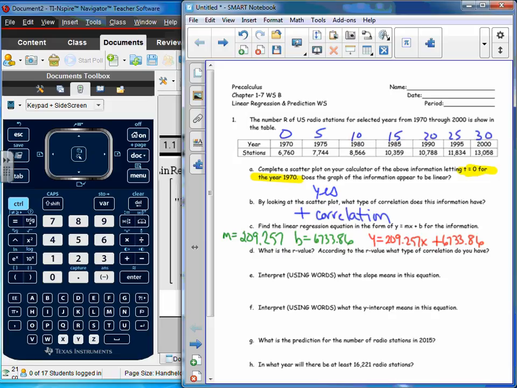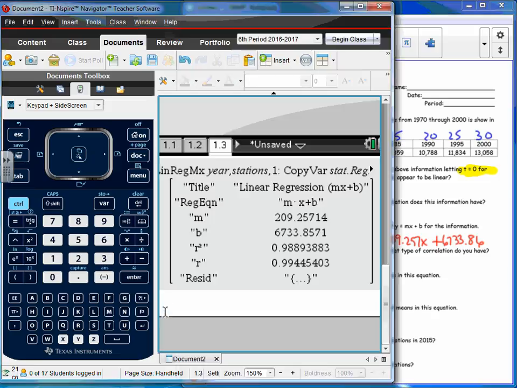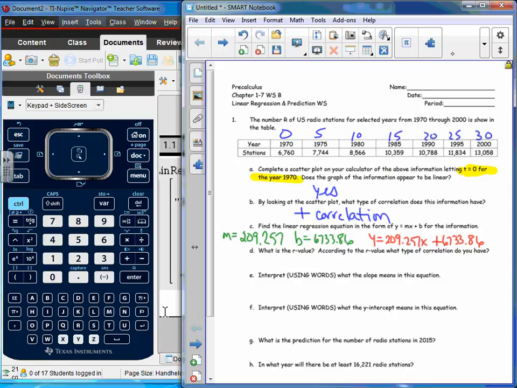Part D says, what is the value of R? So if I come back over here, R is what I'm looking for. R is 0.994. I want you to round to the 10,000ths place. So it's going to be 0.9945. So my R value.